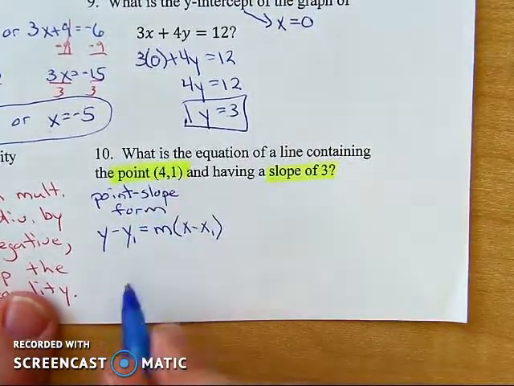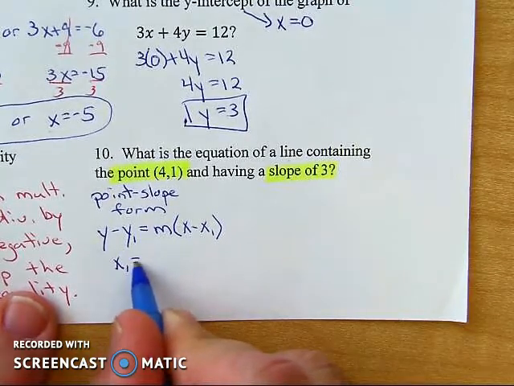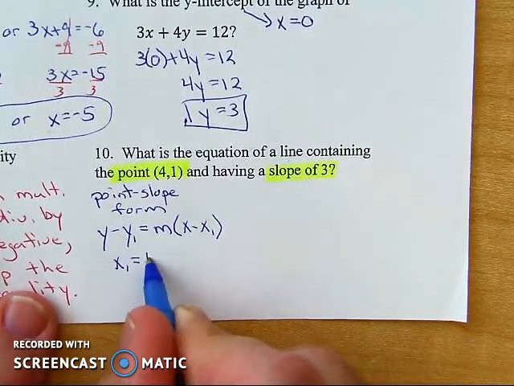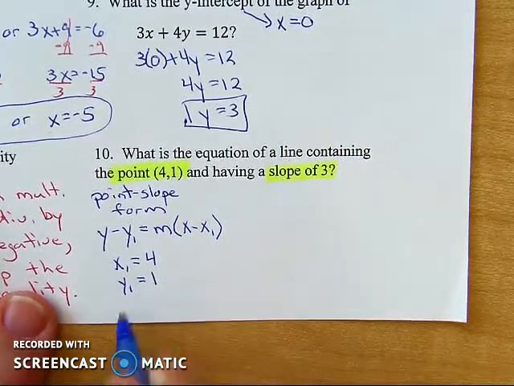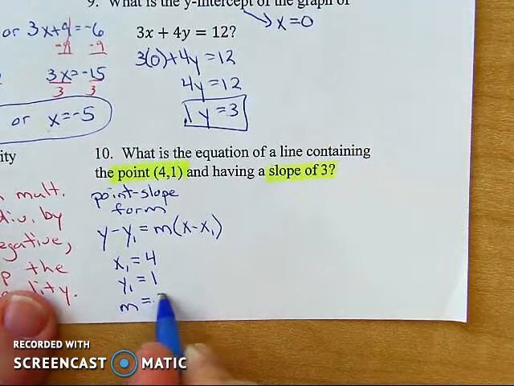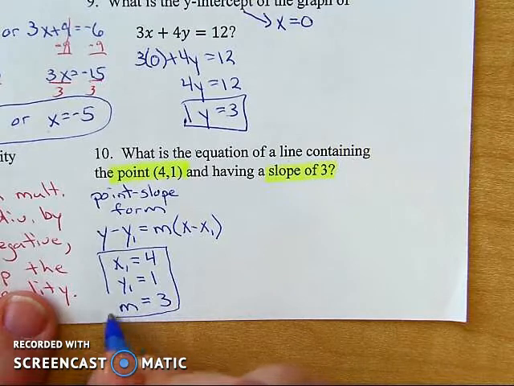Okay, so what's all this sub thing going on? The point was 4, 1. So remember, it's always x comma y. So that means x sub 1 is 4. My y sub 1 is 1. And they already told me my slope is 3. So I need these things right here. These are the three things that are going to go into this formula.